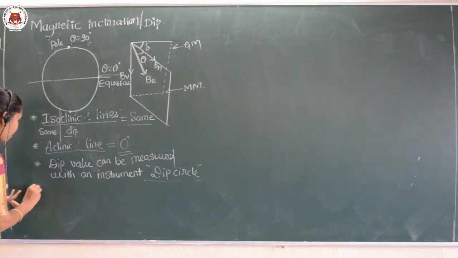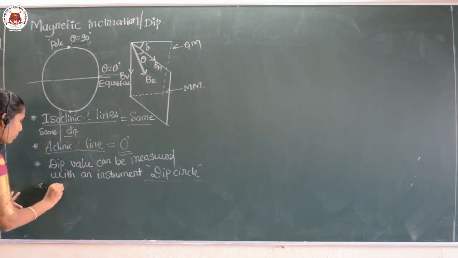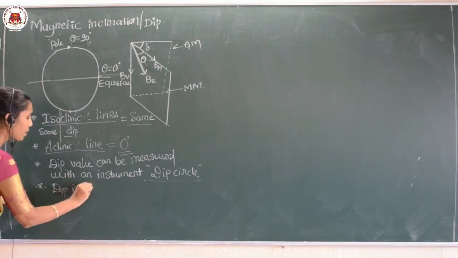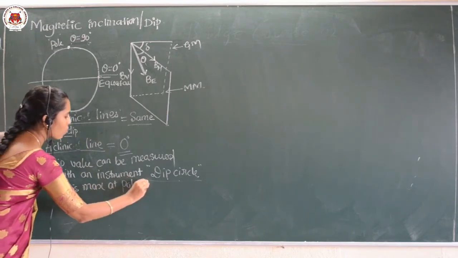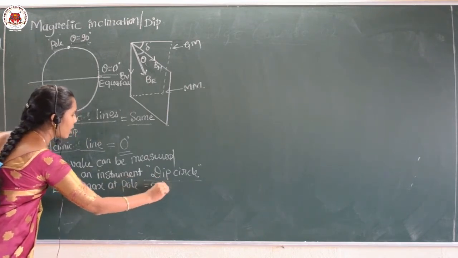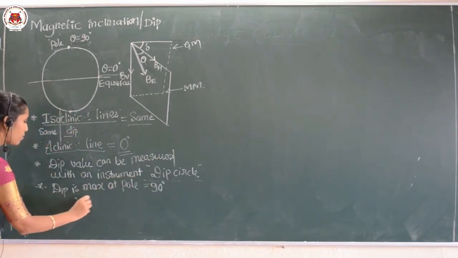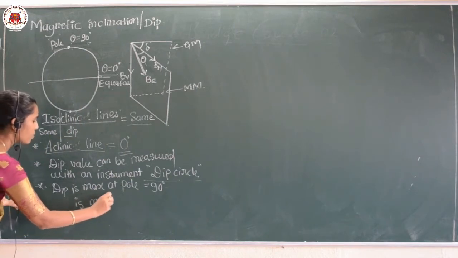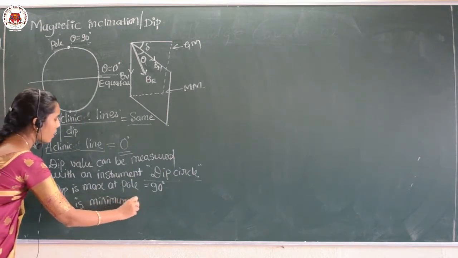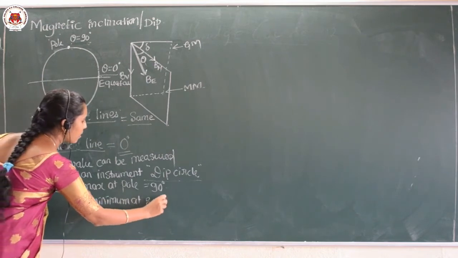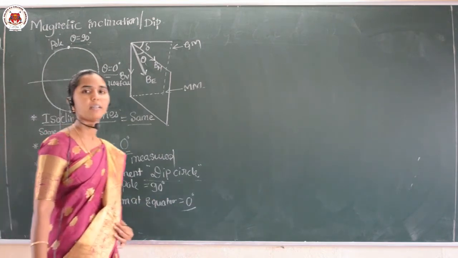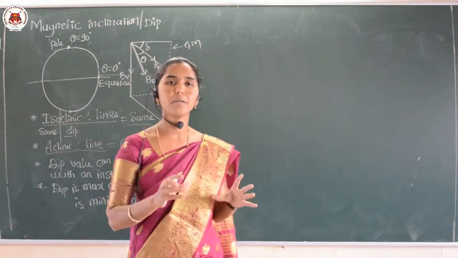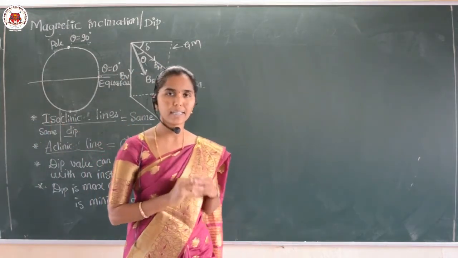Okay, then where is the dip maximum? Dip is maximum at the pole, and what is that value? That is 90 degrees. And dip is minimum at the equator, which is an angle of 0 degrees. This is what we have about the dip or the magnetic inclination.